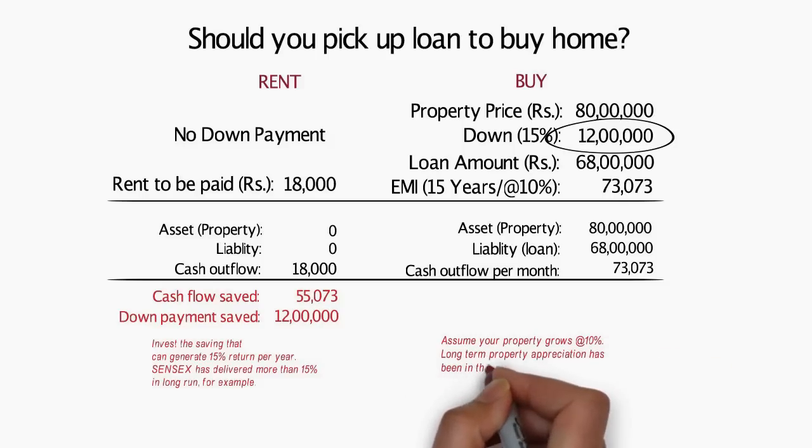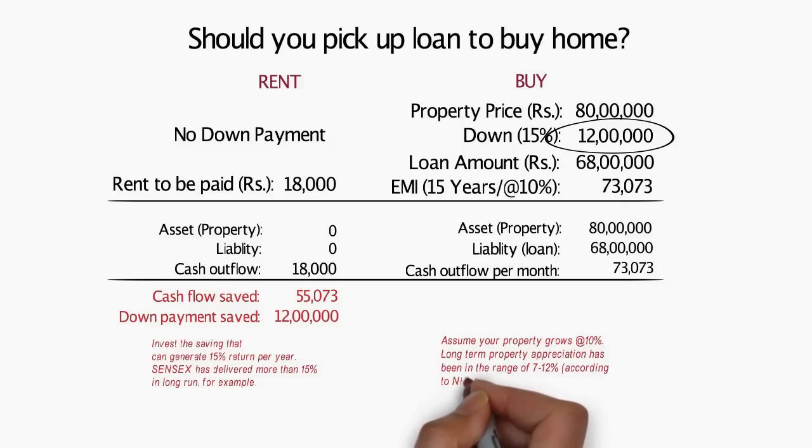On the other hand, if you had bought the property, you can probably assume that your property is going to be growing at about 10%. Why we say that is because if you look at the property appreciation index, published by National Housing Bank, Residex, you see that the property has in the last 10 years appreciated between 7 to 12%. So I think in this case, it's a good assumption that your property grows at about 10%.